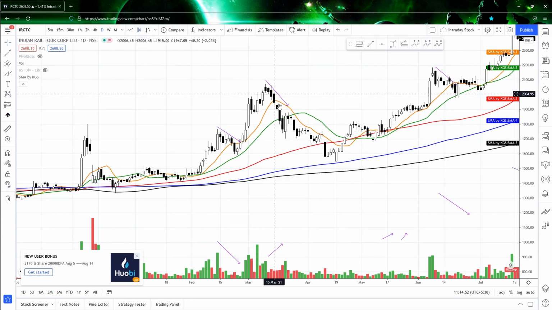And there will be a question: where should my SL be, and what should I do when the price is coming towards the moving average? Whenever the price is coming towards the moving average, you need to check the volume as well. Clear. If the volume is reducing and the price is coming down, then there is a possibility of the market taking support. Clear.